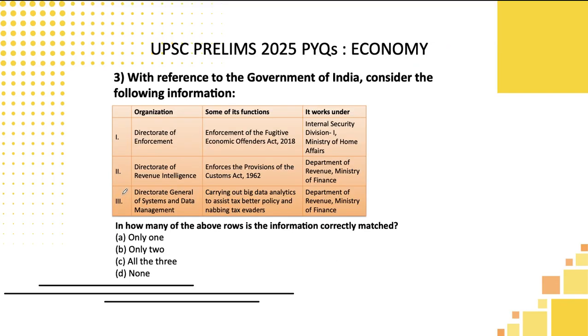Let's move to the third one. With reference to Government of India, consider the following information. So basically they are asking about the organization and the ministry to which it has been assigned. So if you look at ED, there is the Enforcement Directorate. This is very frequently in the news.